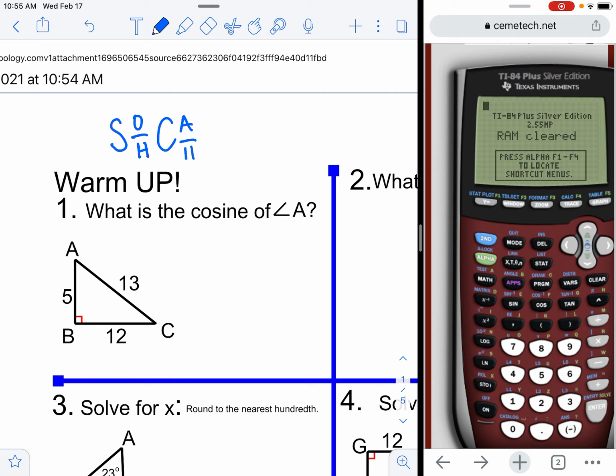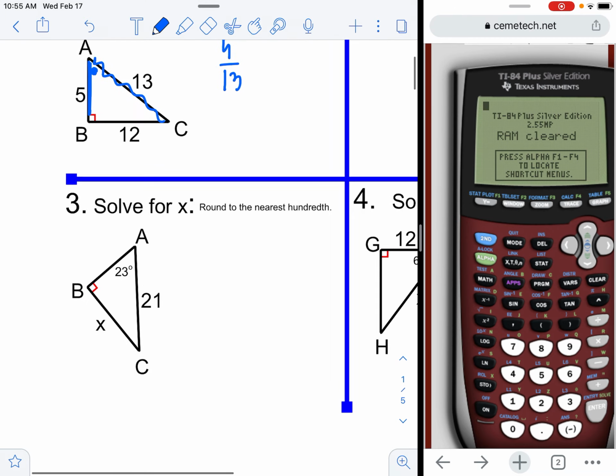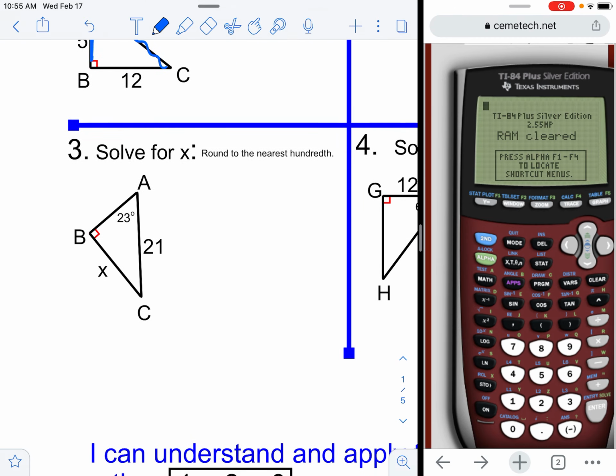So I'm gonna go ahead and write SOHCAHTOA at the top right here. Oops, doesn't look like an H. SOHCAHTOA. Okay, so I want the cosine. Cosine is adjacent over hypotenuse. So I need to know what the adjacent side is over the hypotenuse side of angle A. So here's angle A. What's the side that touches it? 5 over the hypotenuse, 13. And that's it.